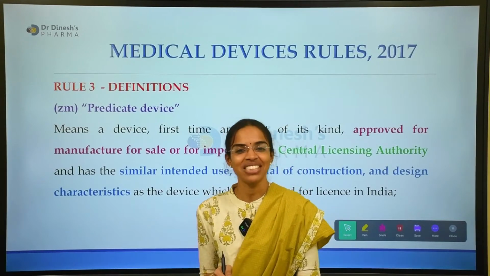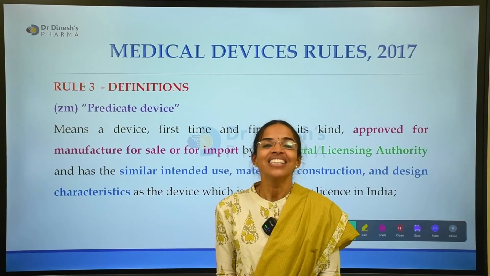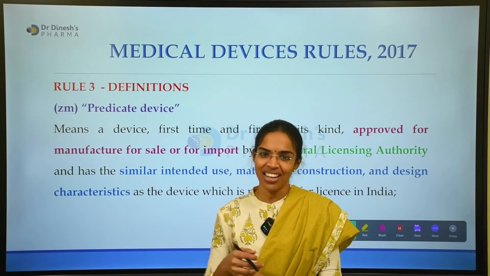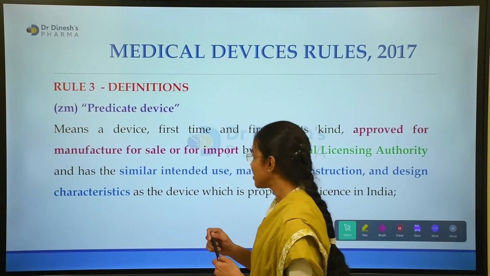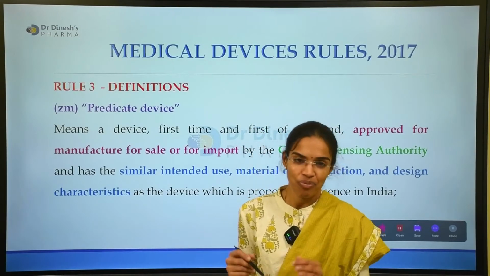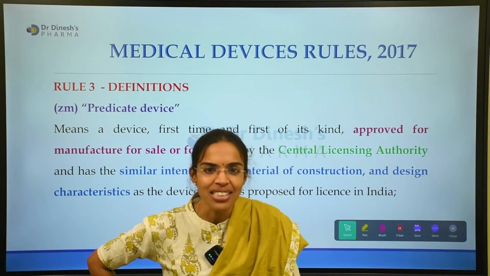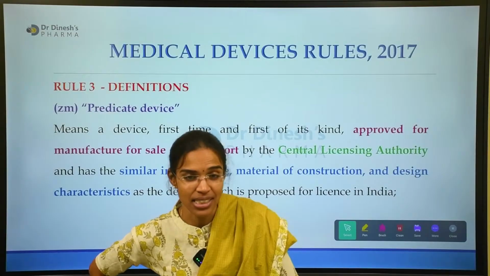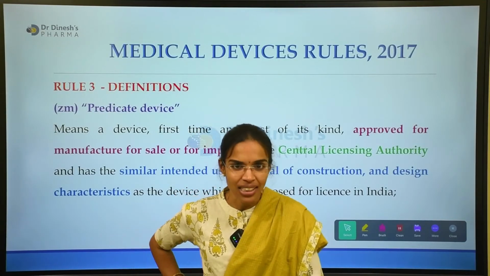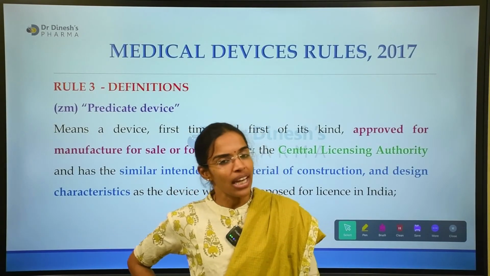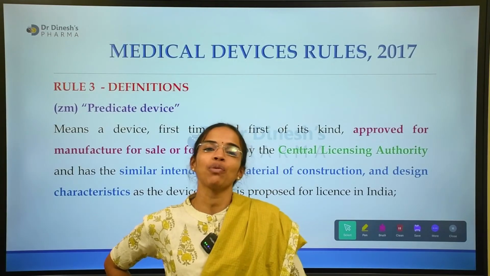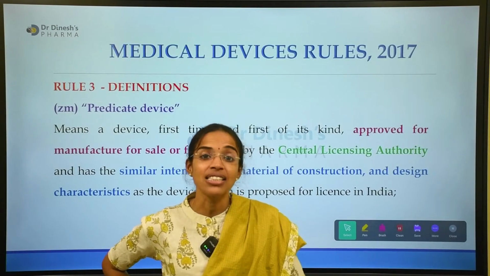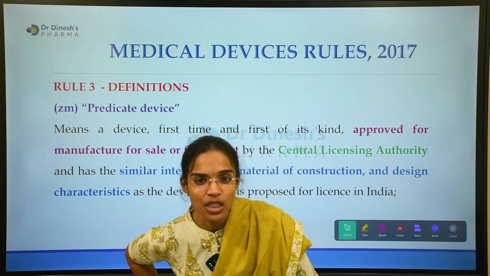And here comes our predicate device. Just now what we have discussed earlier, here comes our predicate device. What is a predicate device? Simply speaking, a predicate device is similar to an innovator's product in drugs. As we have the innovator products and the generic products, this predicate device is very much similar to an innovator's product.